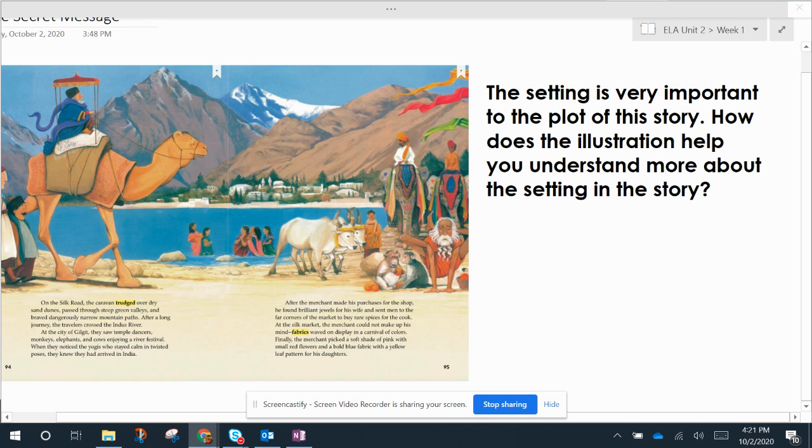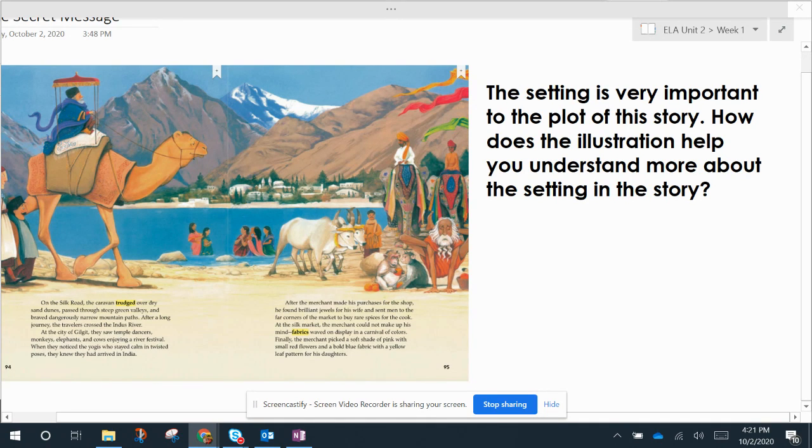Now that you have compared the illustrations in this story to actual photographs of the places where the story took place, it's time to compare the setting to the actual words in the text. The setting is very important to the plot of this story. How does the illustration help you understand more about the setting in the story?